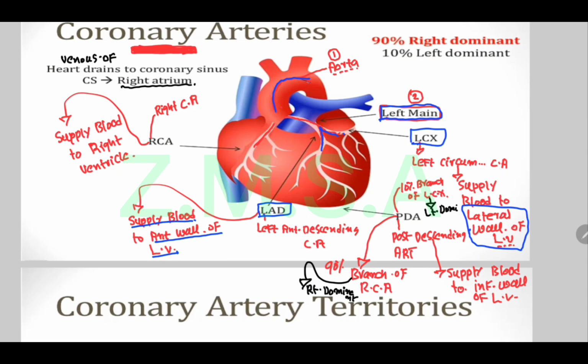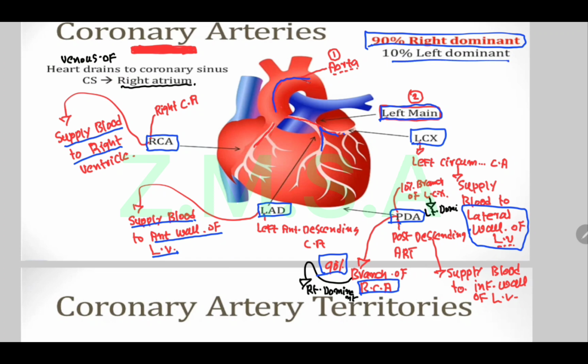Next, here is the right coronary artery, which supplies blood to the right ventricle. After that, the PDA, the posterior descending artery. It is not shown here, but the posterior descending artery is a branch of the right coronary artery in 90% of people, therefore it is called 90% right dominant and 10% left dominant. In 10% of people, the posterior descending artery is a branch of the left circumflex artery, and this is called left dominant.